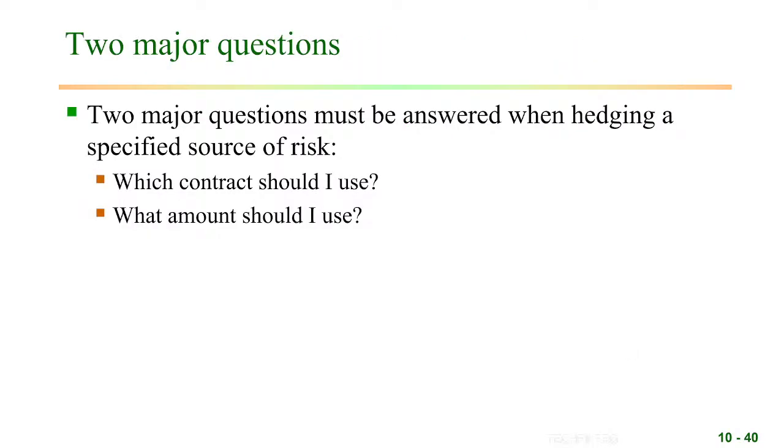This is the last slide. So there are two major questions that must be answered when you are trying to hedge. So what kind of contract should I use? Forward, futures, or options? Or later on, maybe talk about swaps. Once you pick a contract or combination of contracts, then how much? How many? Okay, so these are the things you need to pay attention to, the essential questions.